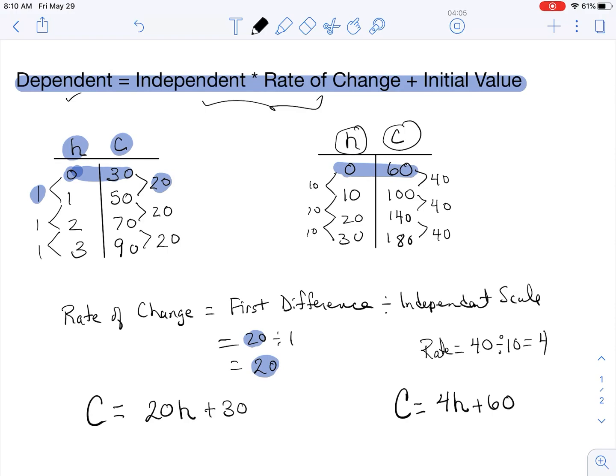So again, those are the steps that you follow when you're going to create an equation from a table of values. Next video, we're going to look at when you're given a graph.